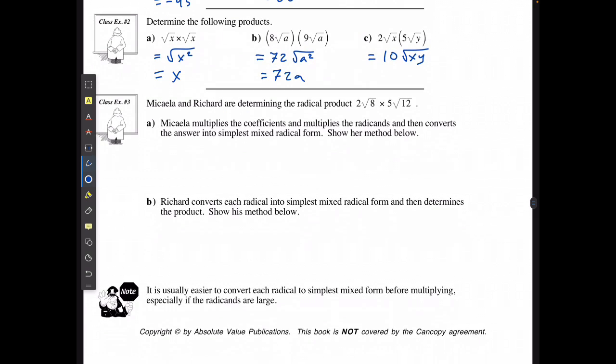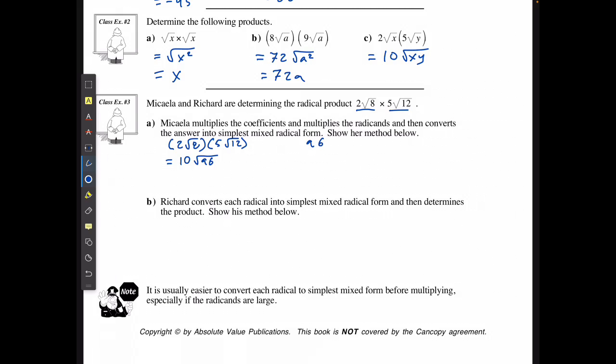Michaela and Richard are determining the radical product of 2 root 8 and 5 root 12. Michaela multiplies the coefficients and multiplies the radicands and then converts to simplest form. So she's starting with taking the 2 root 8 times the 5 root 12. 2 times 5 is going to give me 10. And 8 times 12 is going to give me 96. And from there, she's going to simplify this.